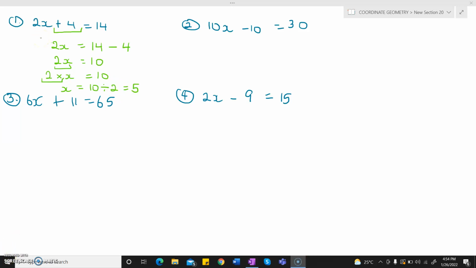Now you could double check your answer by putting back 5 into the original equation here. So by saying if x is 5, then that means 2 times 5 is 10 plus 4, that will give me the 14. That's a way to double check.